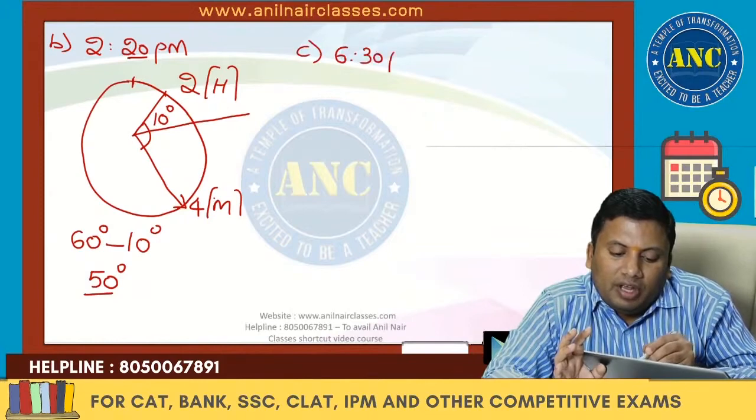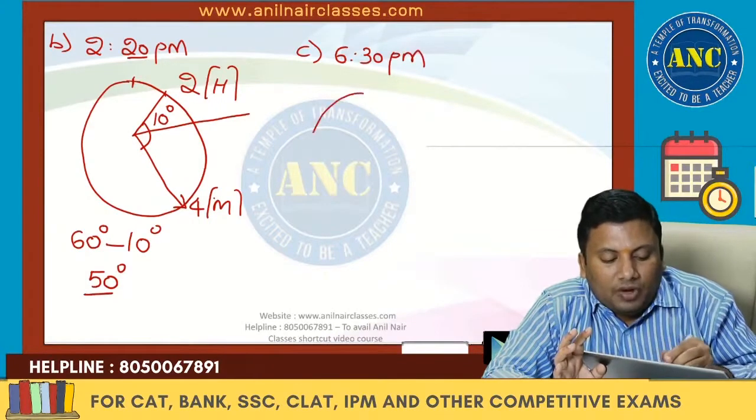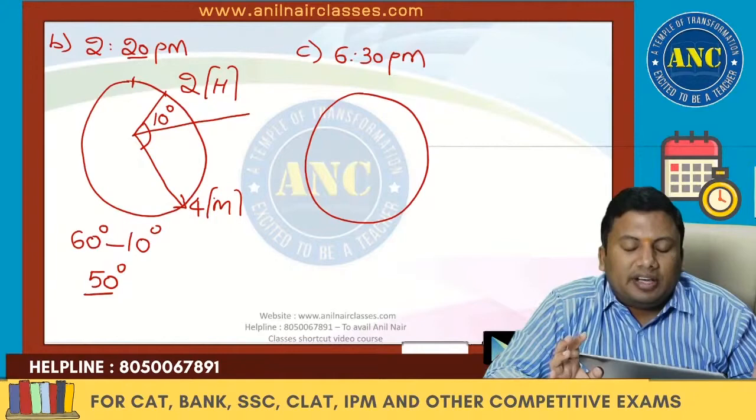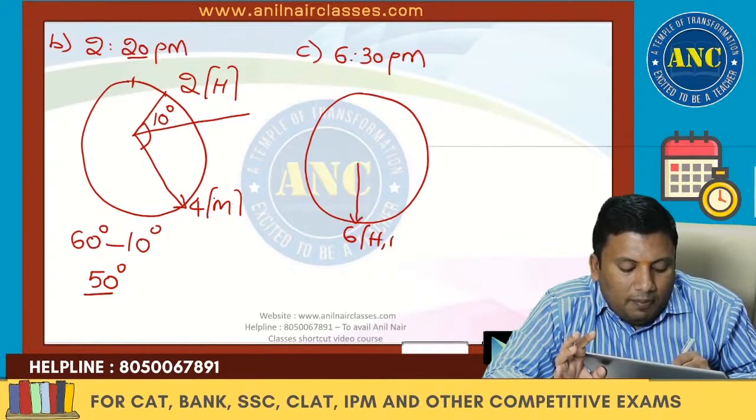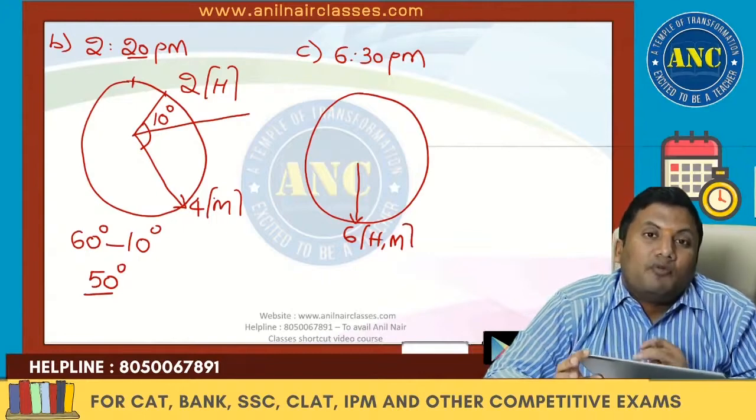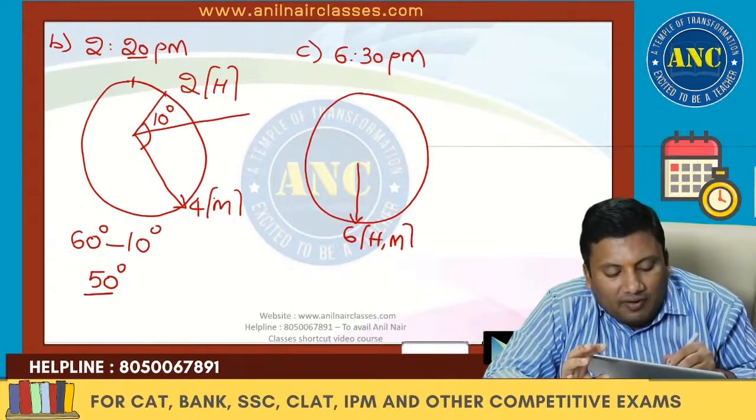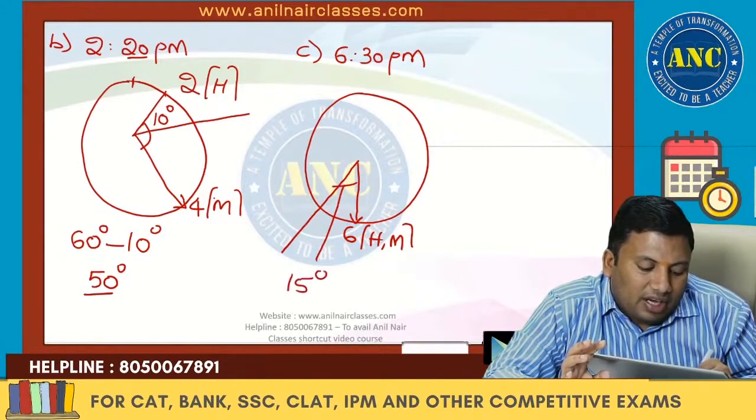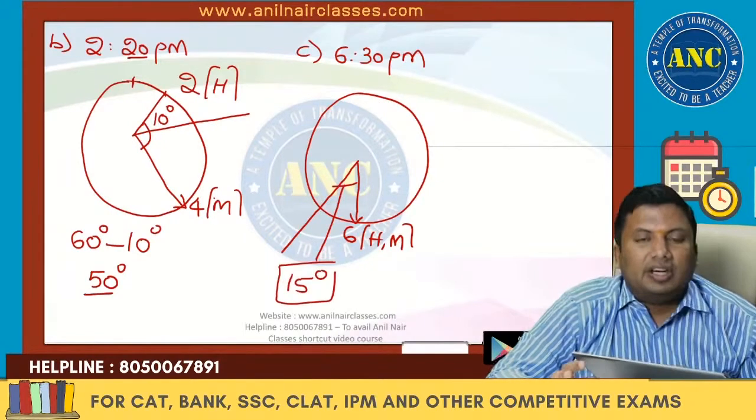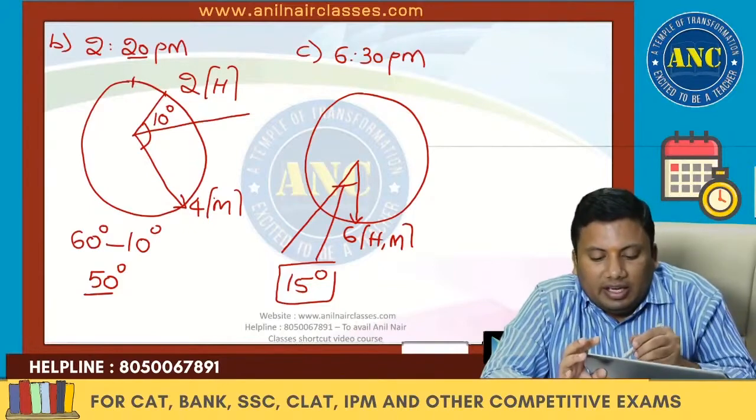6:30 p.m. If it is 6:30 p.m., step number 1, represent it on a clock. Hour hand will be at 6. Minute hand also will be at 6. When the minute hand reaches 6, the hour hand will tilt for 30 minutes. 1 minute is half a degree, 30 minutes it is nothing but 15 degrees. I hope the idea is clear.